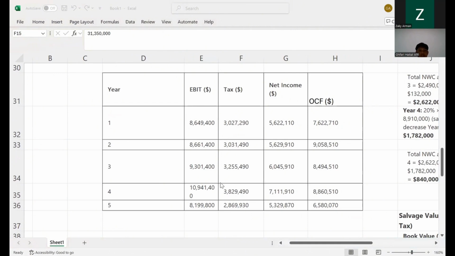And for the taxable income and taxes, it is a 35% rate. So how do we get this EBIT? The EBIT is the revenue minus the variable cost, minus the fixed cost, and also minus the depreciation. So we got this amount for year 1, year 2, year 3, and so on. And for the taxes, the EBIT we multiply by 35%. And also the net income is the EBIT minus the tax.